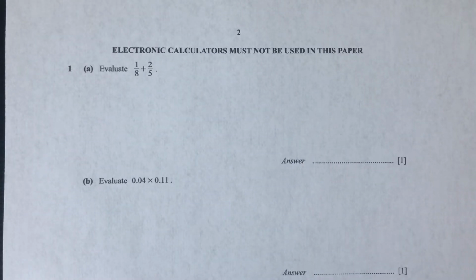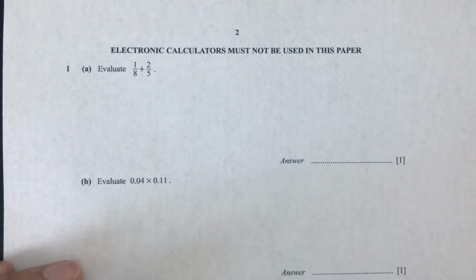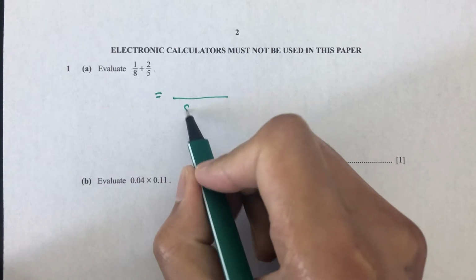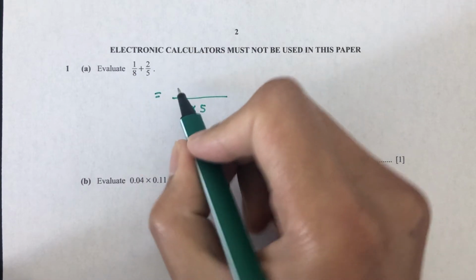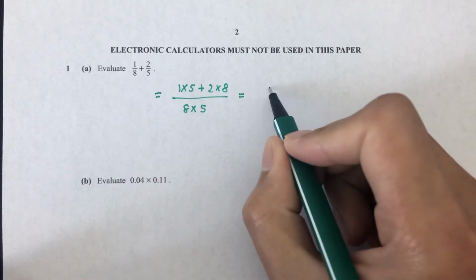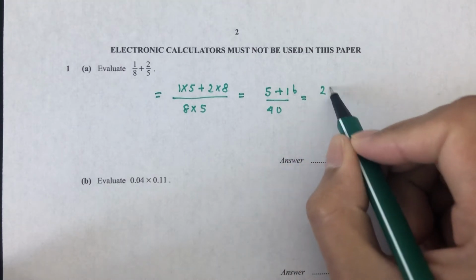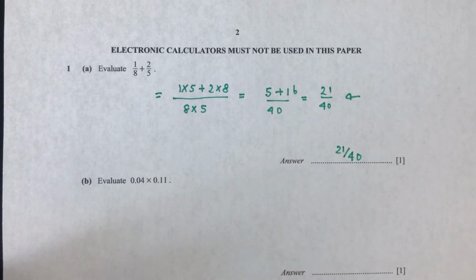Okay, so question number 1, we have part A: evaluate the fractions 1 over 8 plus 2 over 5. The first thing we need to do is to find a common denominator. To find this we do 8 times 5, and then we cross multiply. So 1 times 5 plus 2 times 8. This will give you 5 plus 16 over 40, which is 21 over 40. So the answer for part A is 21 over 40 as a fraction.